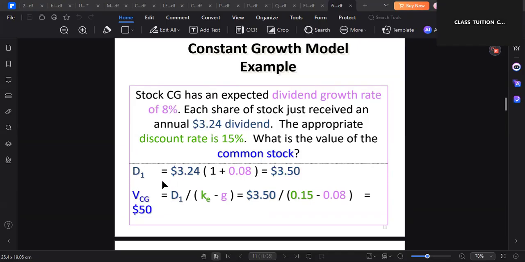So you first find your D1, which is D0, 1 plus growth. Here we had 3.50. Then the value of stock is D1 over K minus G. So our D1 is 3.50, then 15% minus 8%. So we get 50 as our value of common stock. Is that clear? Clary, are we together?